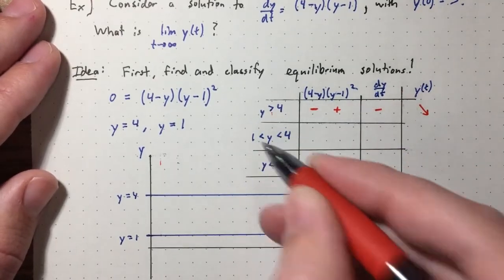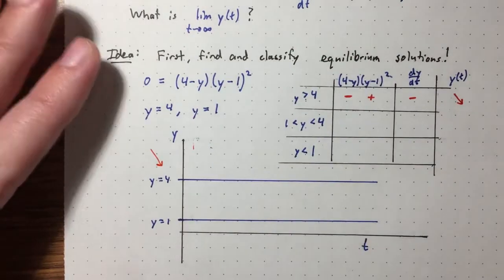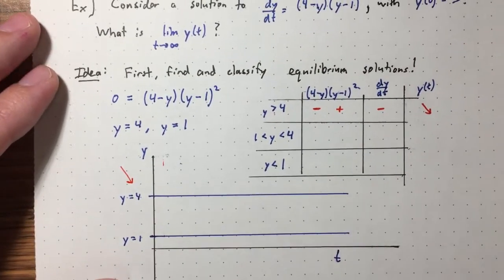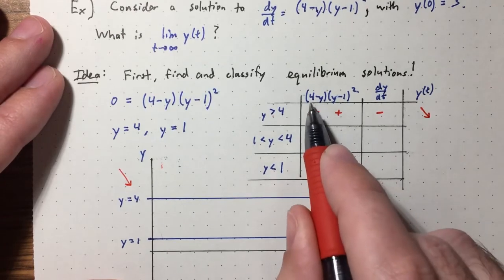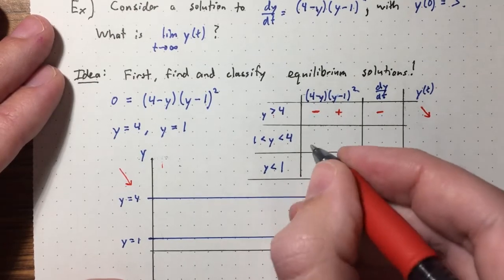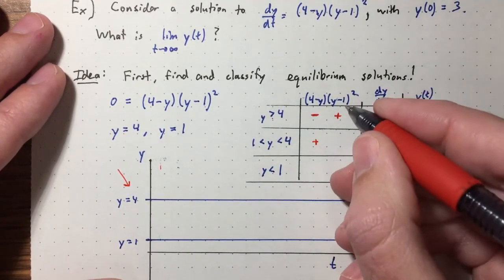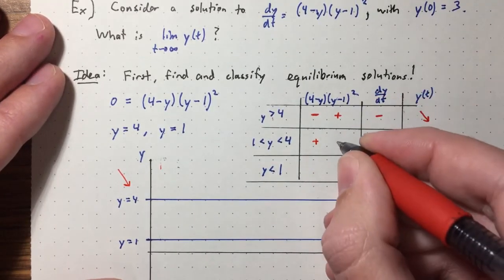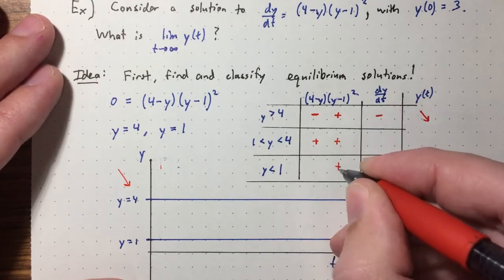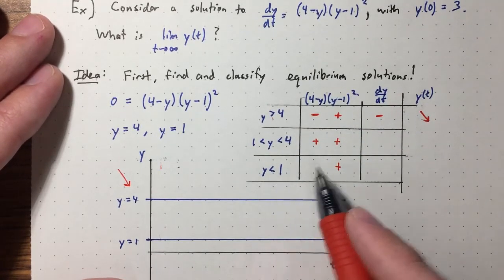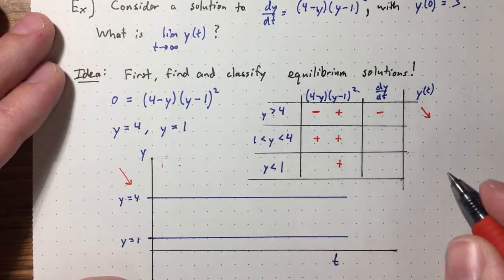Okay, what if I start between 1 and 4? Actually, let me draw a little red arrow there just to signify what my solutions will look like. Now this first factor is going to be positive, right? I have 4 minus a number less than 4. And the second factor is a square, so isn't that always going to be positive? Even in this case down here, the square of a negative is still a positive. So that's always going to be positive.